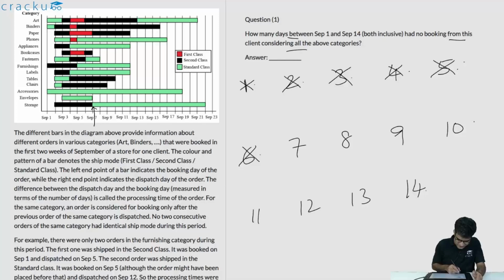There is a booking for storage. We'll again put a cancel there. If you're looking at September 8th, this line, we'll continue going up until we meet a bar which starts on September 8th. And there is no bar which is starting on September 8th. So there was no booking which happened on September 8th.